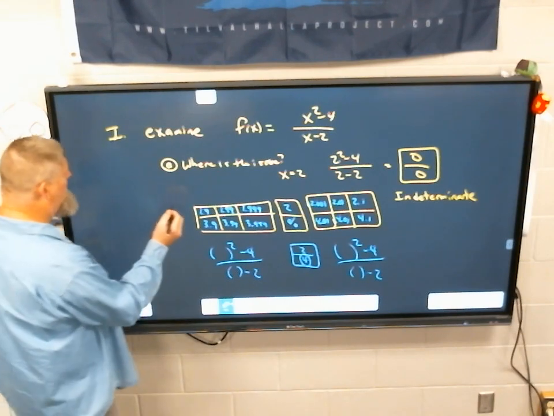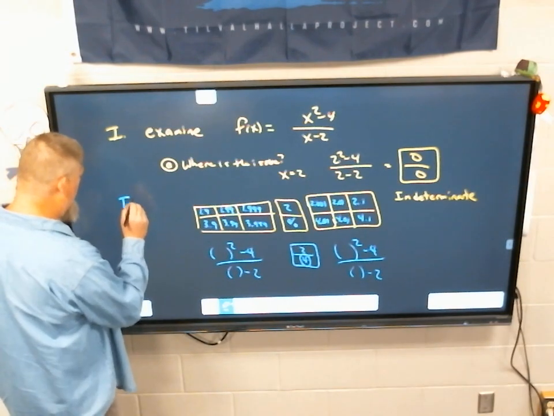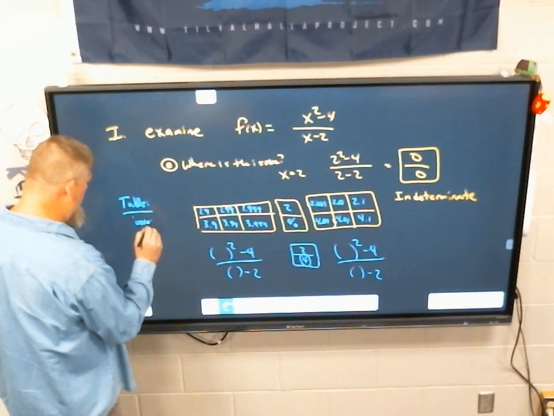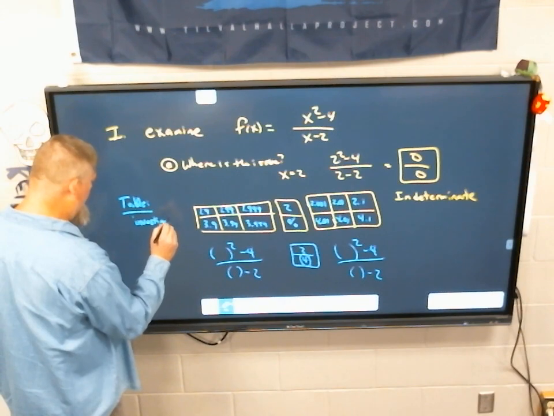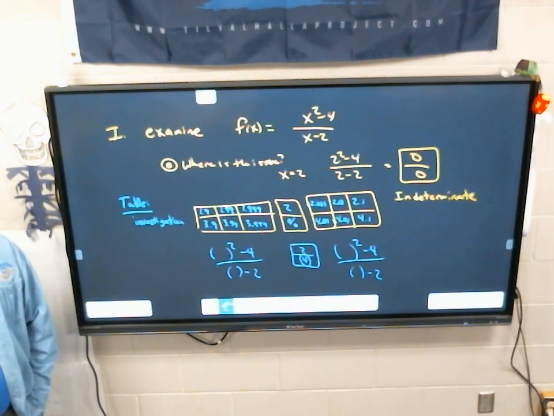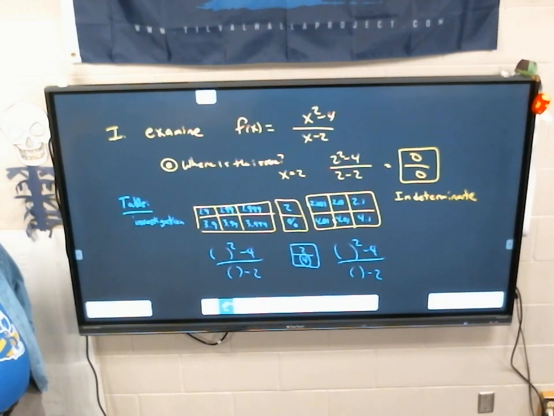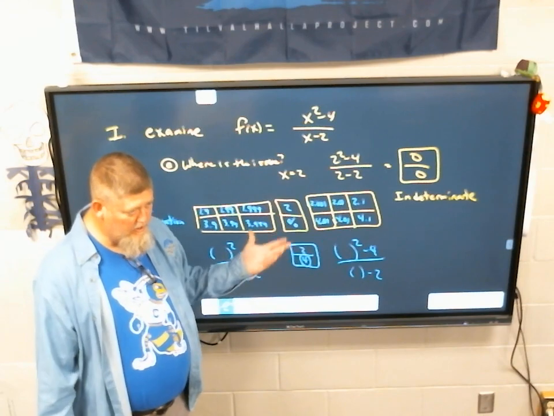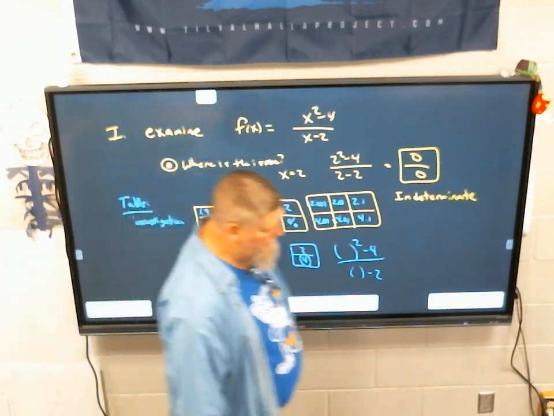So when it comes to a table, this is just more of an investigation. This looks like what's happening, but we're not sure yet. But we could say it looks like it's getting closer and closer to that value of 4.